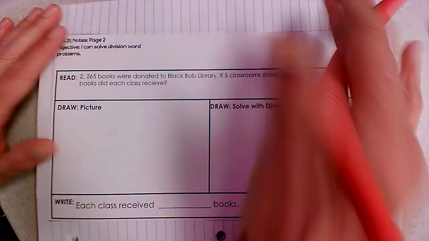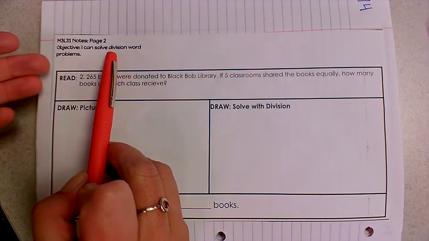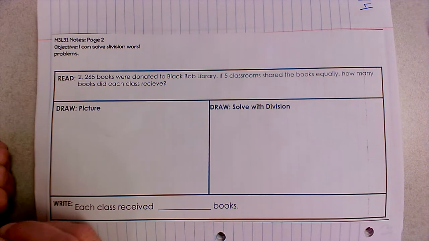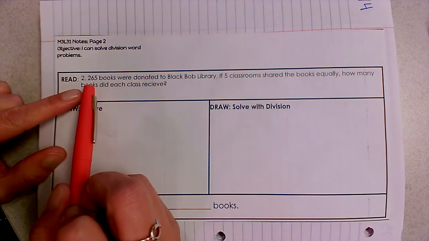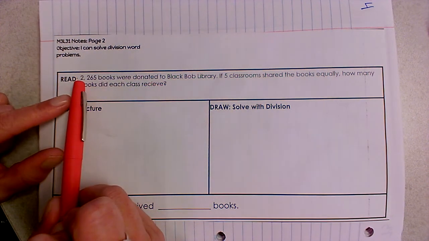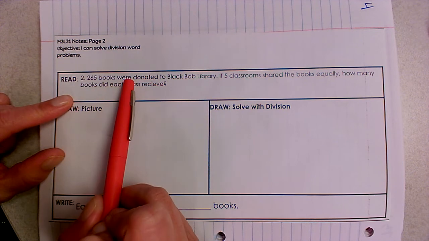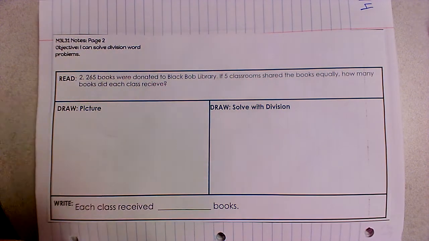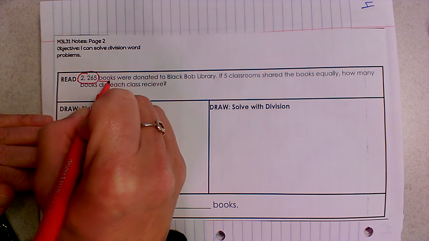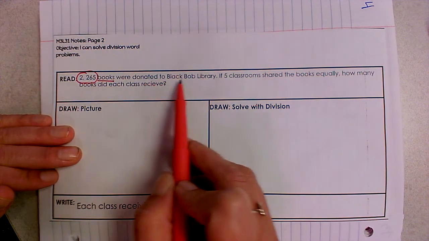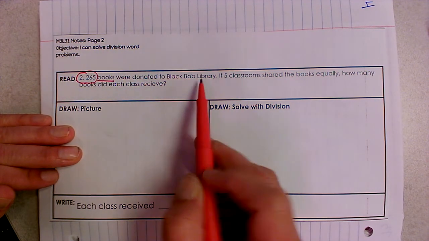All right. So again, I'm solving a division word problem. So I know I'm going to be looking for my dividend and my divisor, okay? Or sometimes, maybe it's even my quotient. Hopefully not, right? That's what I'm going to get. Okay, so 2,265 books were donated to Black Bob Library. Ooh, that would be amazing. So 2,265 books, okay, were donated to the Black Bob Library, okay?